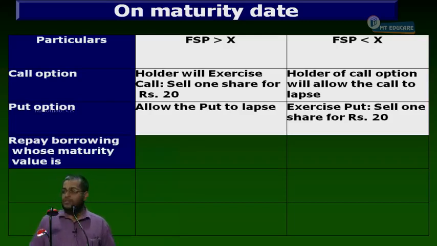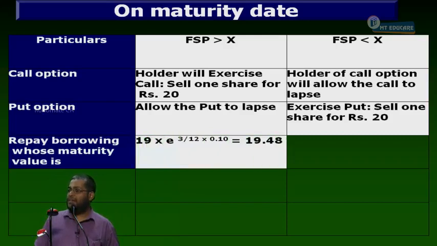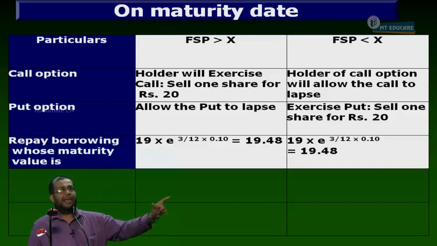19 into e power 3 by 12 into 0.10. It is equal to 19.48. You can believe me. It is equal to how much? 19.48. How I got it? Can tell me just 19 into e power 0.05, what e power 0.025? 1.0253 into 19 gives the same 19.48. The number can understand or not?